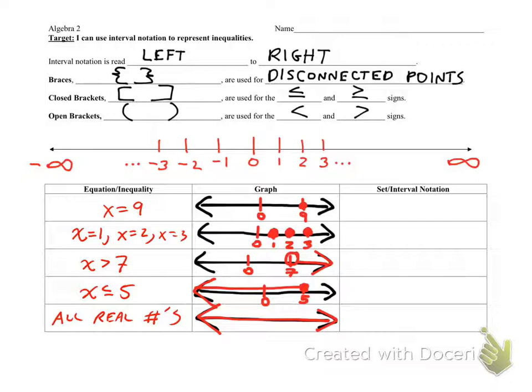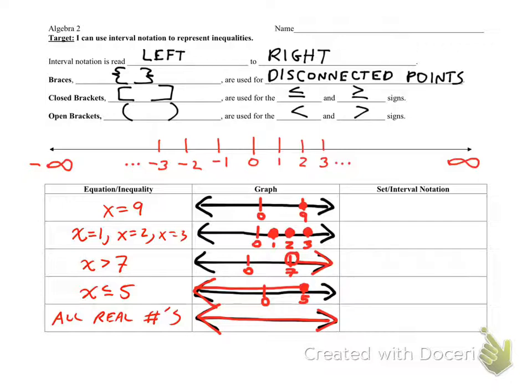Interval notation is read left to right. We use squiggly braces for disconnected points. We use closed or square brackets when the endpoint is included, or in other words, when you would color in the endpoint. So that's used with the less than or equal to and the is greater than or equal to signs. And then open or round brackets are used when the endpoint is not included, where you would draw an open circle. And this is used for the is less than and is greater than signs.